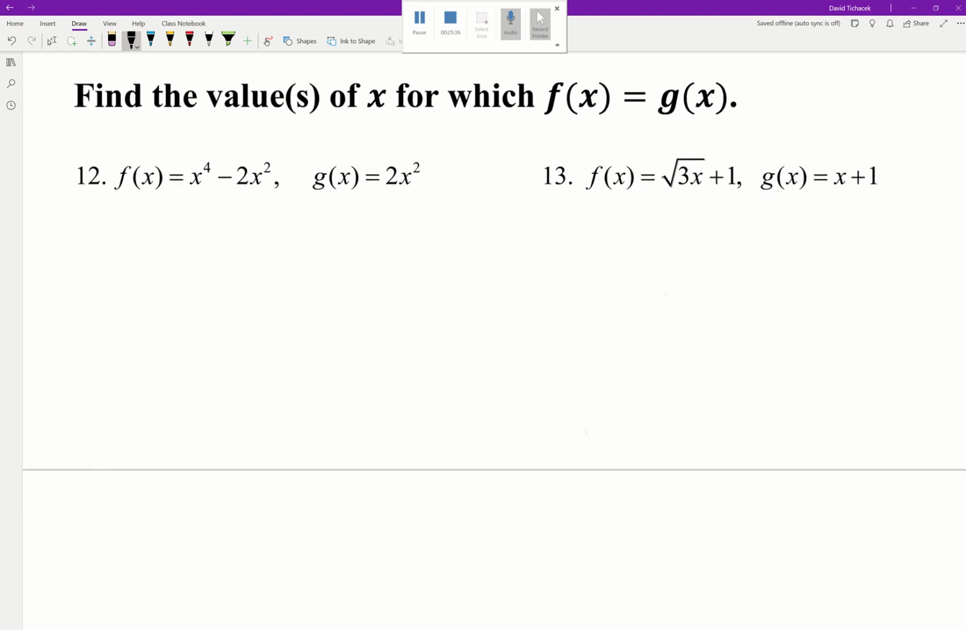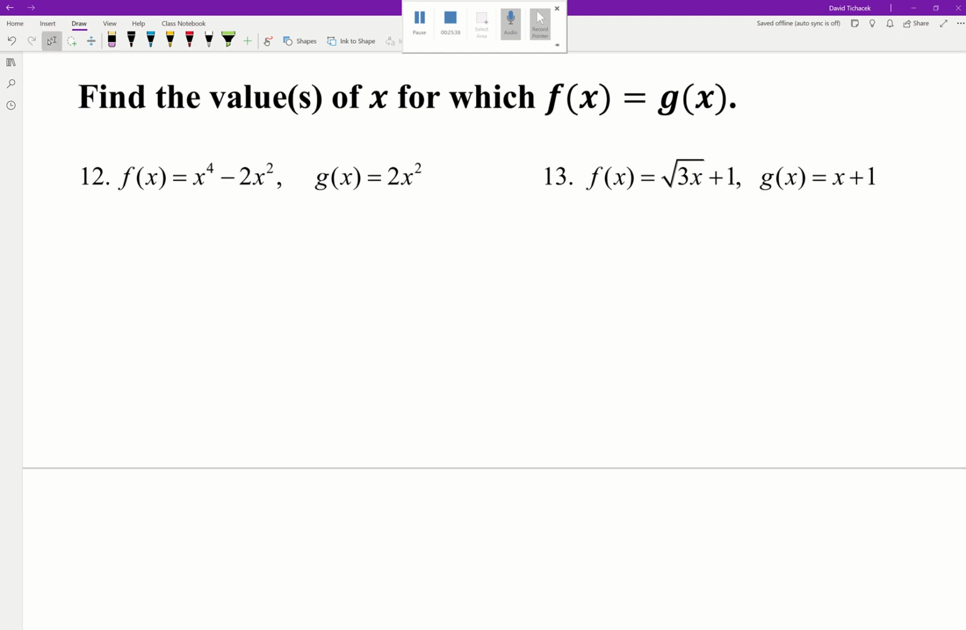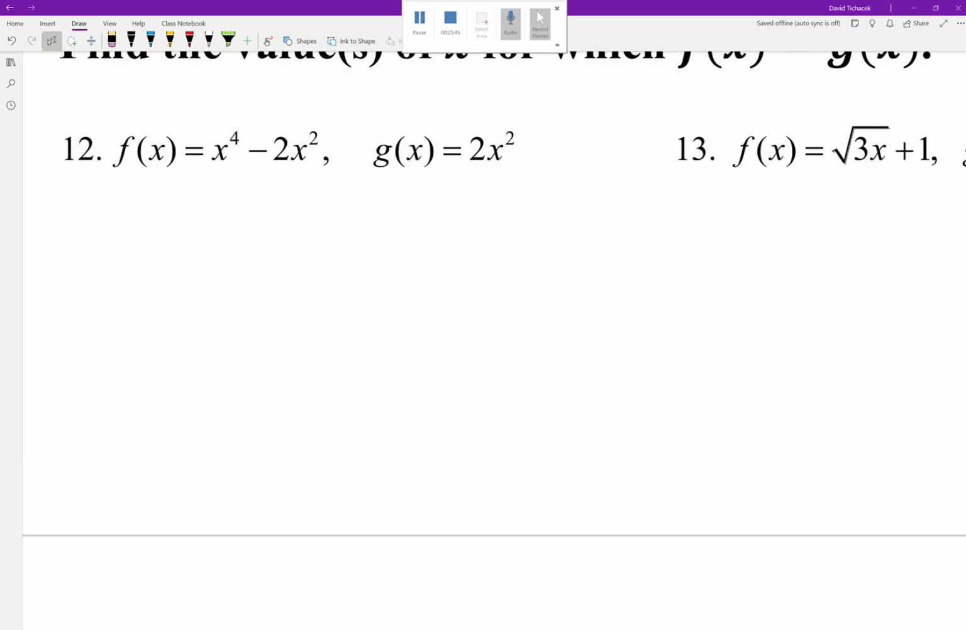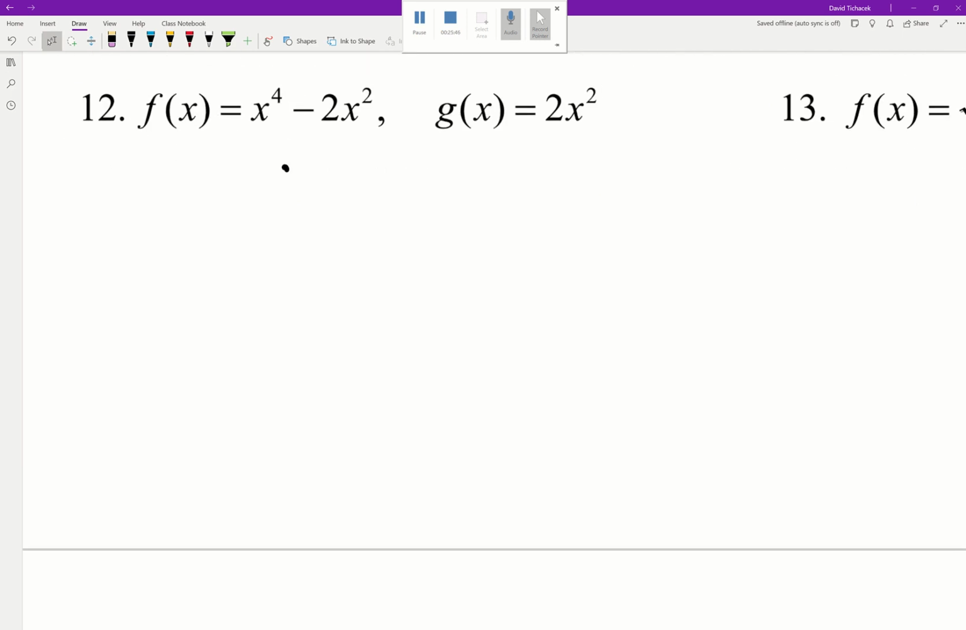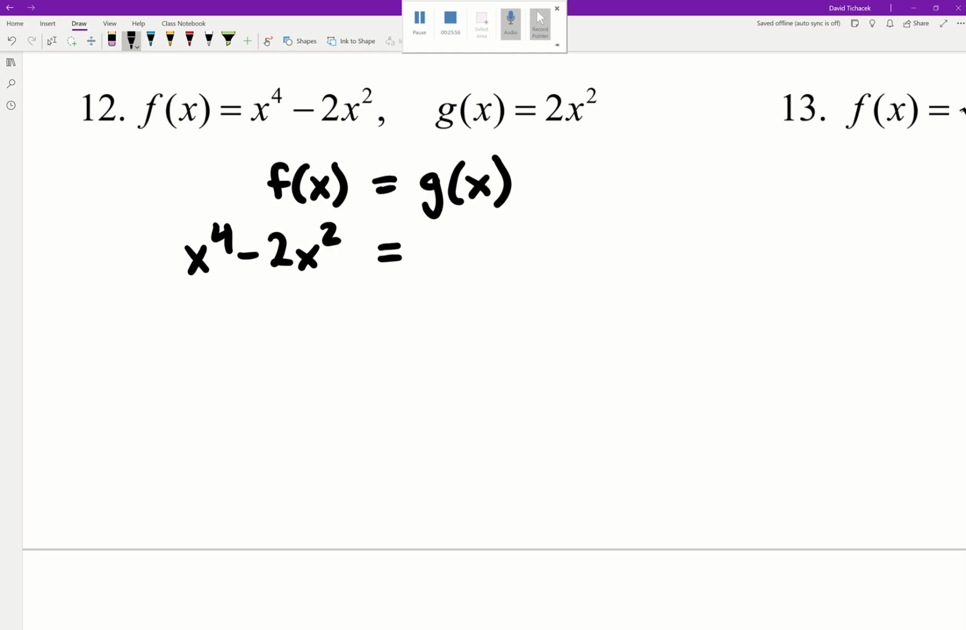In these last couple of examples here, it says find the value or values of x for which you get these outputs to be equal to each other. So the output of f is equal to the output of g. I'll just do one of these examples here, right? So if we want f of x to be equal to g of x, then I'm just going to substitute in their function formulas. So f of x is x to the 4th minus 2x squared. g of x is going to be simply your 2x squared.